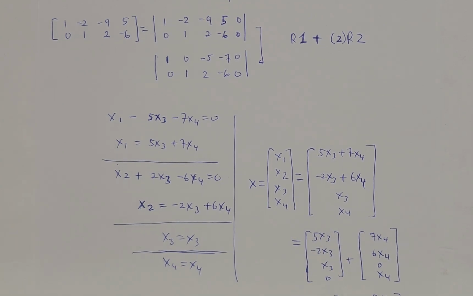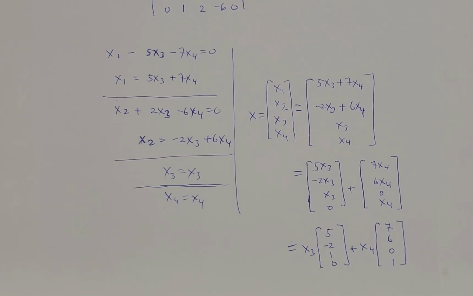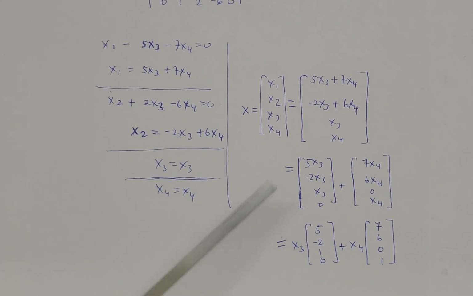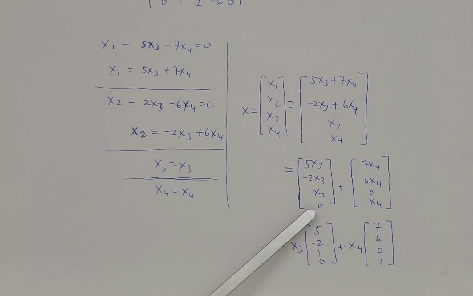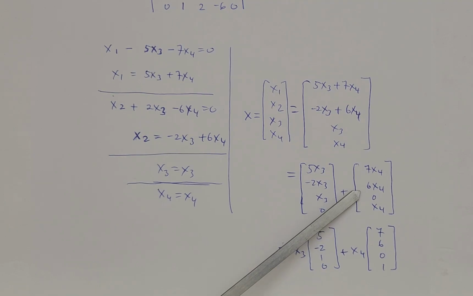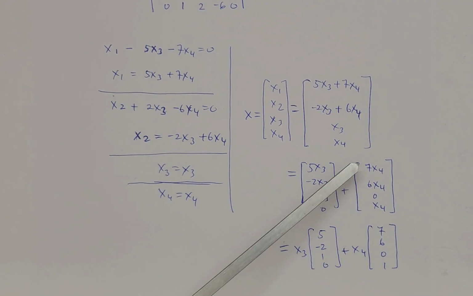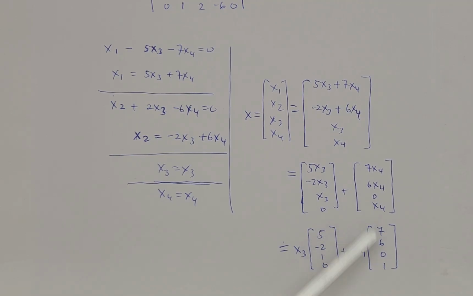Finally, we want to separate each variable to itself, so we end up with x3 written outside. We just want the coefficients only, so 5, -2 right here, and 1 because there's something here, but there's nothing here, so we say 0. Same thing over here for variable 4: 7, 6, and there's nothing here so 0. This right here is a 1.